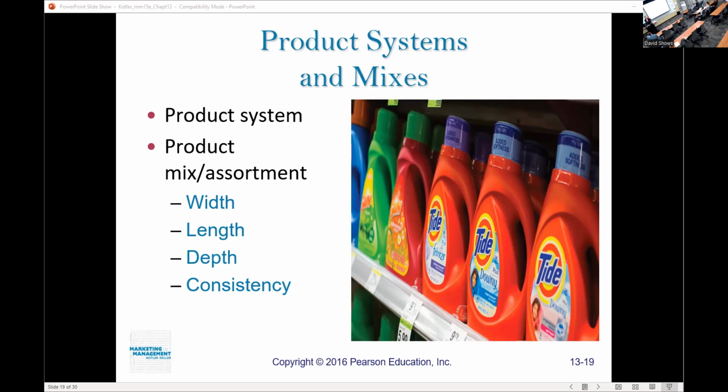Corporations very many times try to keep goods that are consistent together.